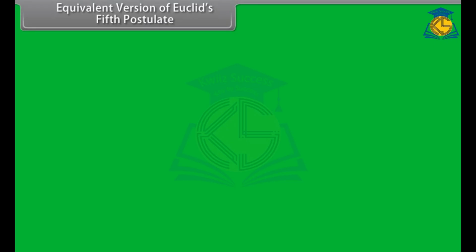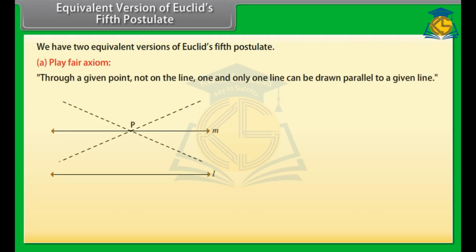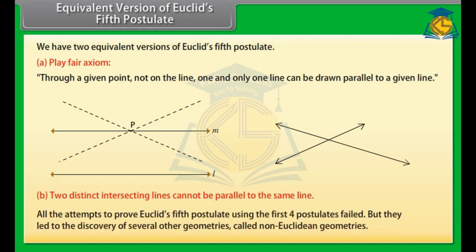Equivalent versions of Euclid's fifth postulate. We have two equivalent versions of Euclid's fifth postulate. The first one is the Playfair axiom. This says that through a given point, not on the line, one and only one line can be drawn parallel to a given line. And the other one is: two distinct intersecting lines cannot be parallel to the same line. All the attempts to prove Euclid's fifth postulate using the first four postulates failed, but they led to the discovery of several other geometries called non-Euclidean geometries.